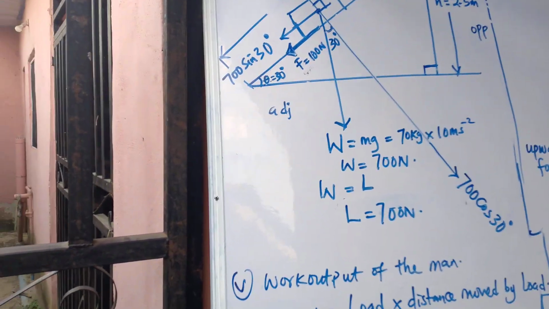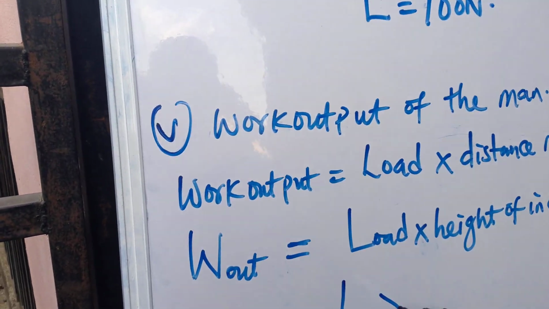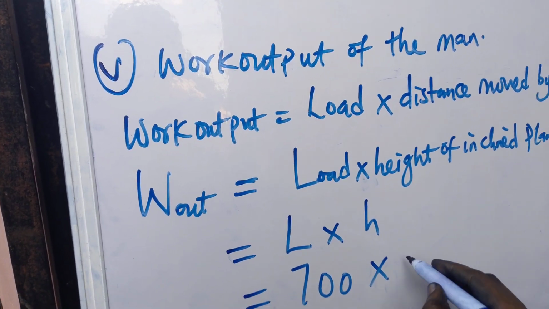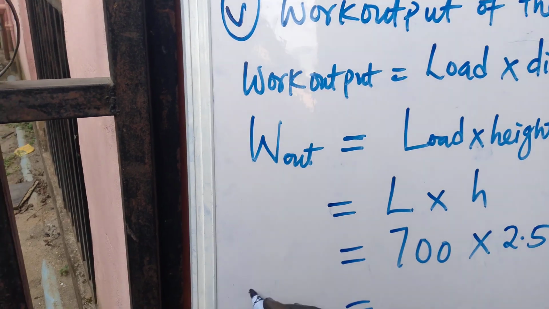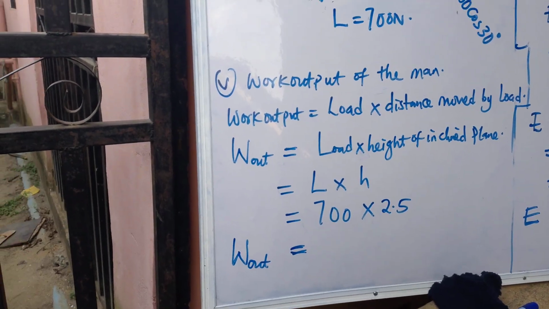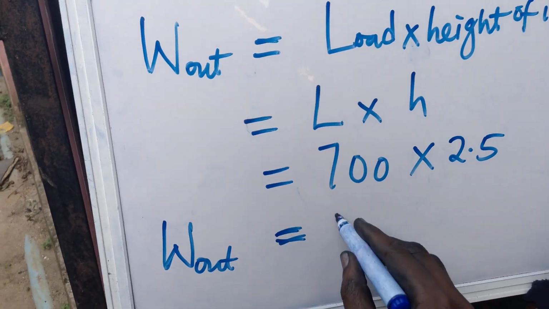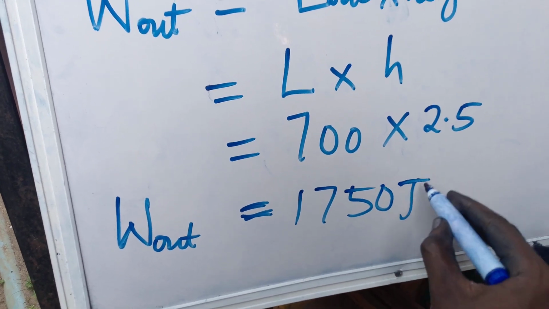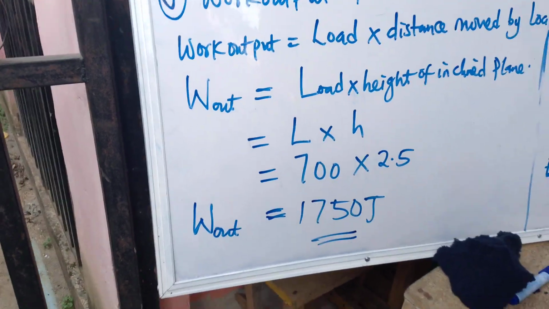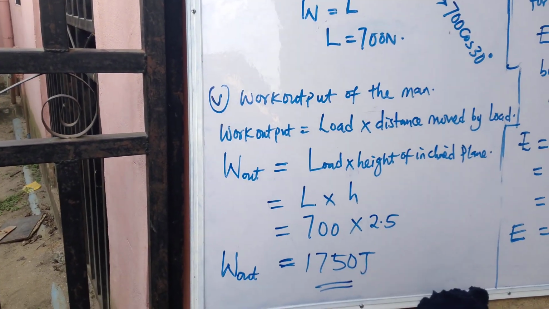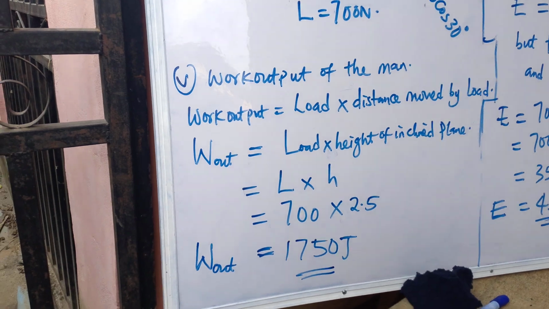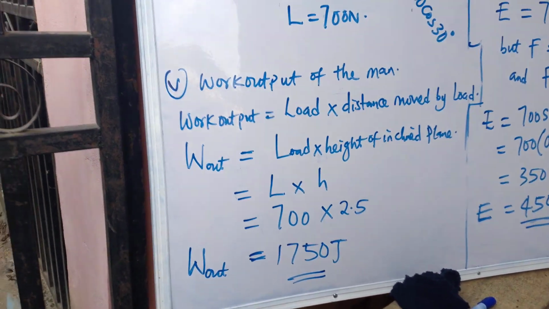The work output is the load times the height of the inclined plane. The load is 700 and the height is 2.5. So my work output will be 700 times 2.5, which gives me 1750 joules. That's the work output. Height of the inclined plane is the same thing as the distance moved by the load. You multiply 2.5 by 700, you have 1750 joules.